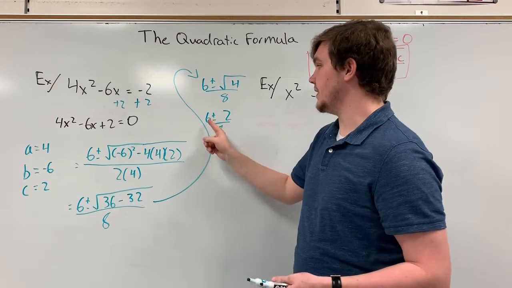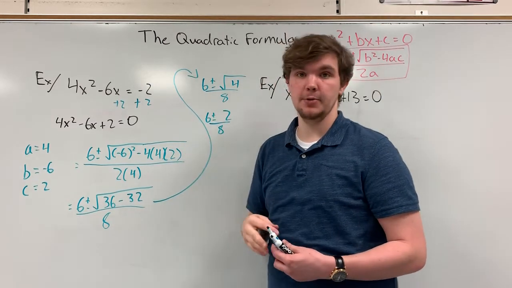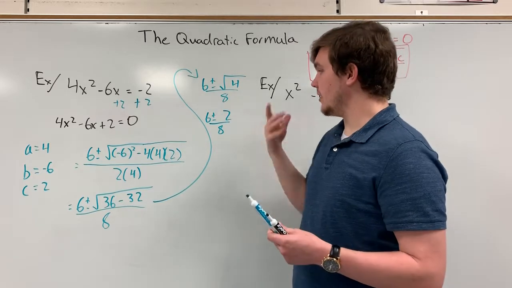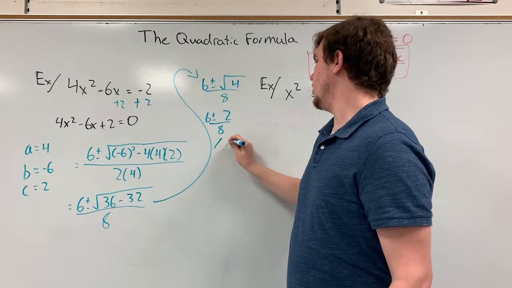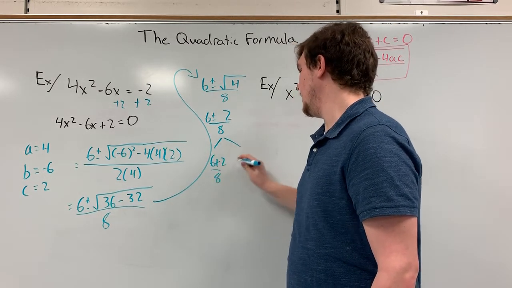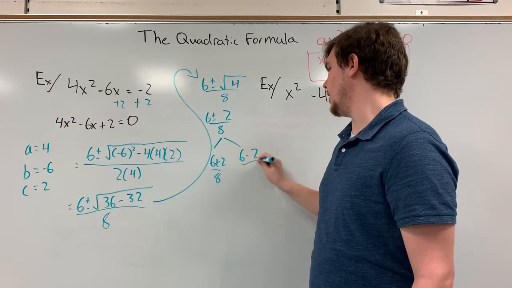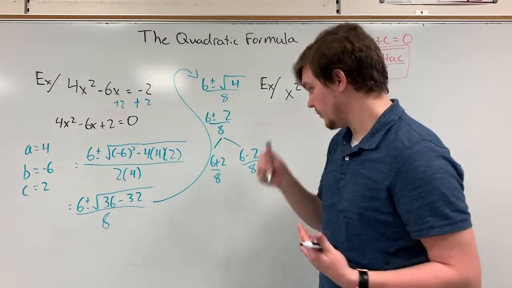One of them is 6 plus 2 divided by 8, and the other one is 6 minus 2 divided by 8, okay? So let's go ahead and find both of our answers. To do that, one will be 6 plus 2 over 8, and the other one is 6 minus 2 over 8, right? So that plus or minus splits it up into 2 different problems, really.